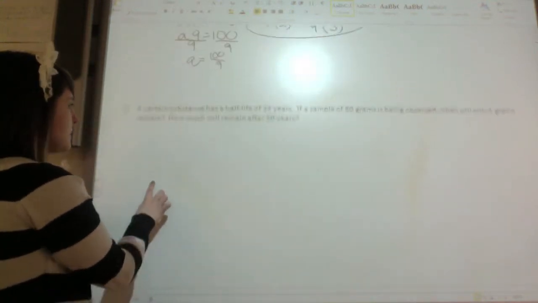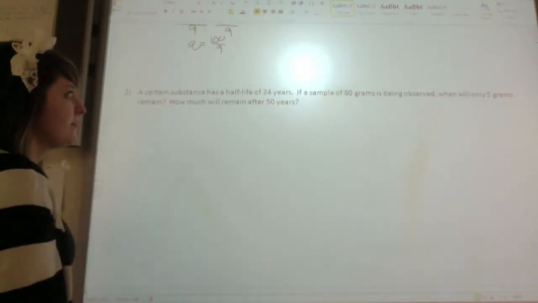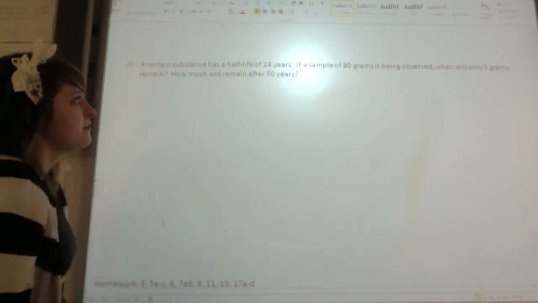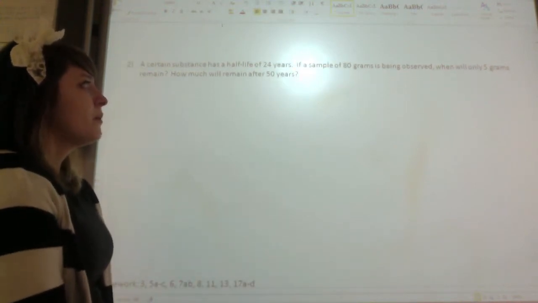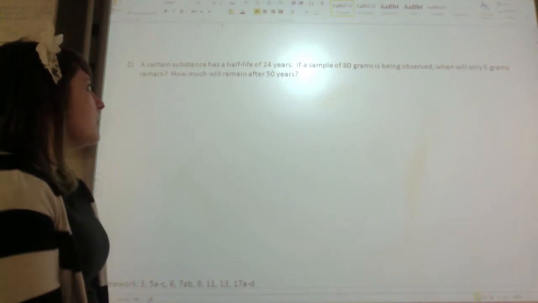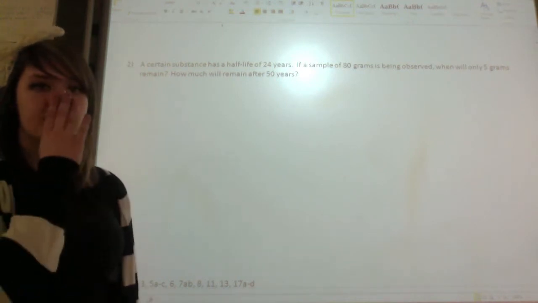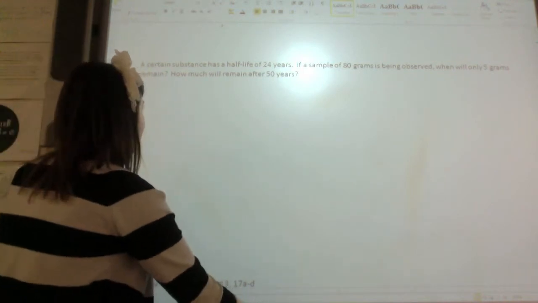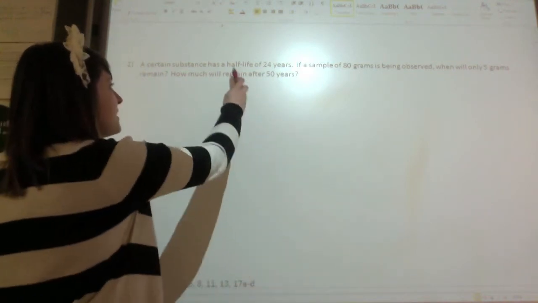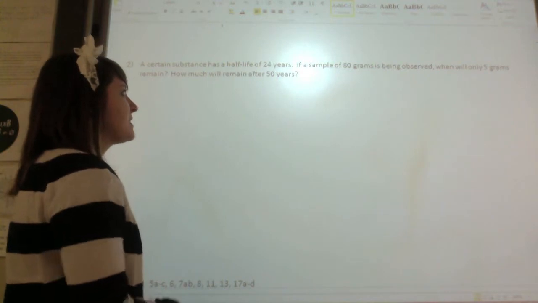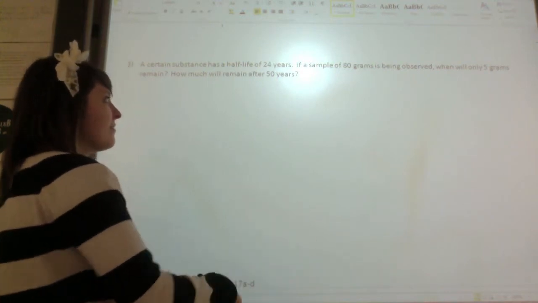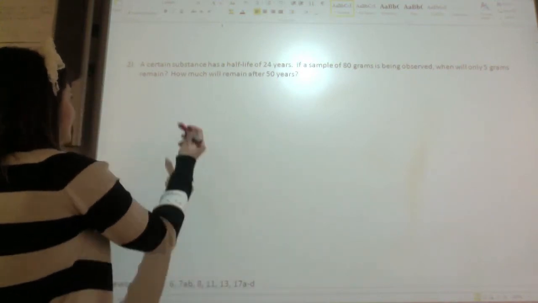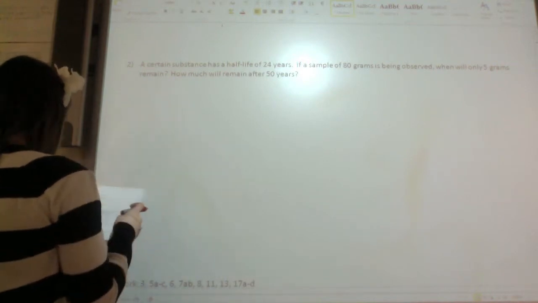Alright, my next problem: a certain substance has a half-life of 24 years. If a sample of 80 grams is being observed, when will only 5 grams remain, and how much will remain after 50 years? Well, with this problem we don't really have a lot of information, but we do know about half-lives. I know that if something has a half-life of 24 years, that means that after 24 years, half of the sample is left. So I'm just going to make a little table here.